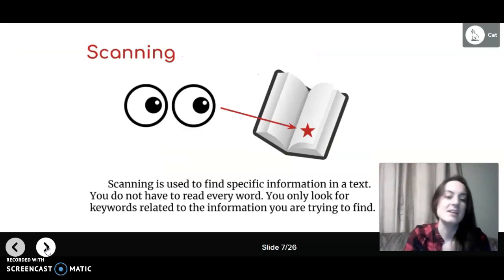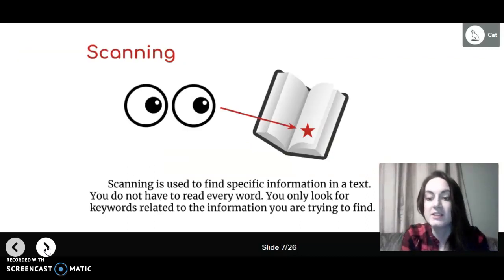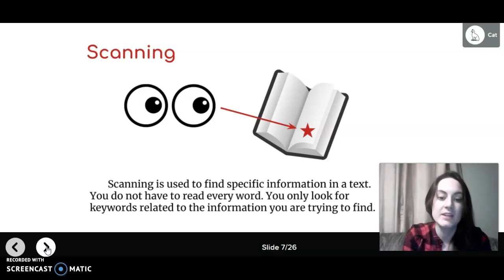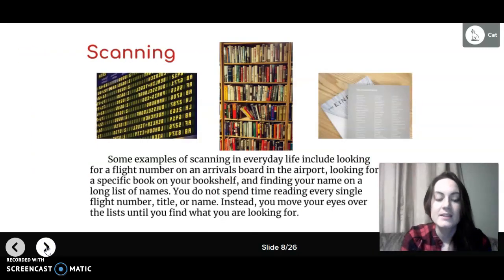Scanning. Scanning is used to find specific information in a text. You do not have to read every word. You only look for keywords related to the information you are trying to find. Some examples of scanning in everyday life include looking for a flight number on an arrivals board in the airport, looking for a specific book on your bookshelf, and finding your name on a long list of names. You do not spend time reading every single flight number, title, or name. Instead, you move your eyes over the list quickly till you find what you are looking for.